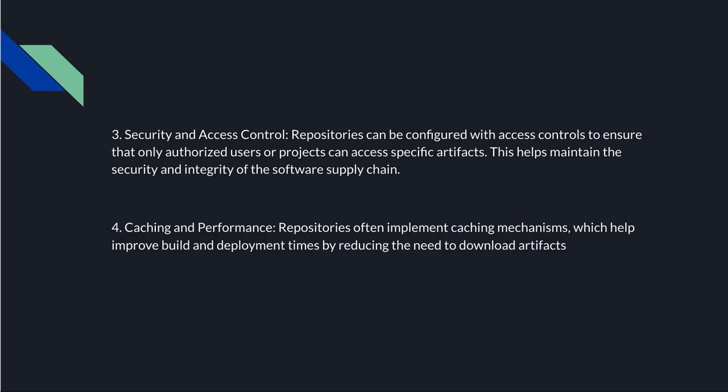artifactories. Next is caching and performance. Repositories often implement a caching mechanism, which helps to improve the overall build and deployment time by reducing the need to download the artifacts. Since you are storing them internally in your environment, you no longer have to download from the internet, which is going to reduce the time for your build as well, which is very important.